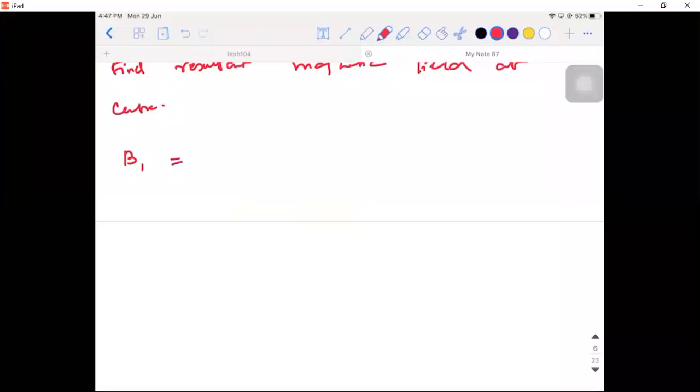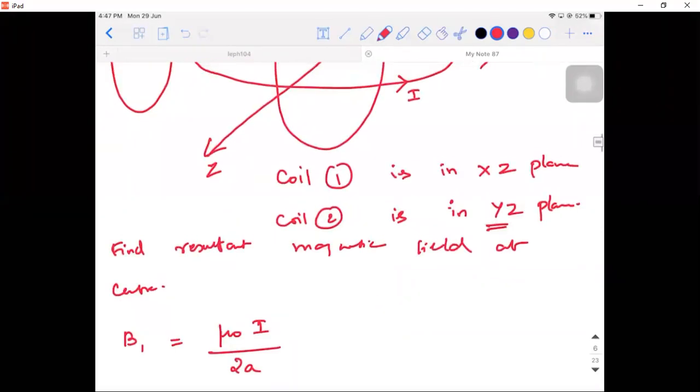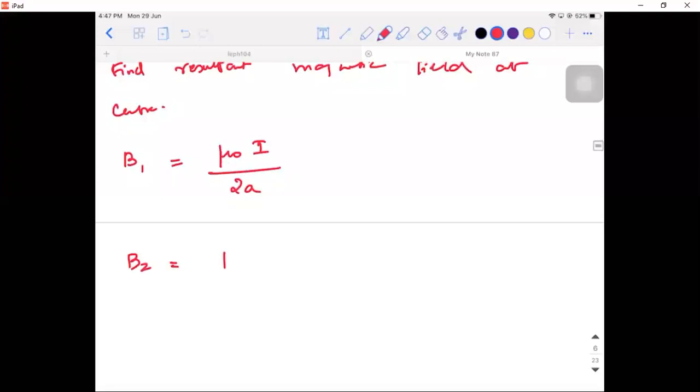It is mu naught I divided by 2A. The second is also mu naught I by 2A. Now the question is directions. With respect to the first coil, when you see from the top, what did I say? Anti-clockwise. This means, is the magnetic field towards you or away from you when you see from the top?